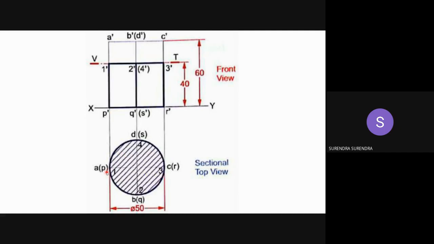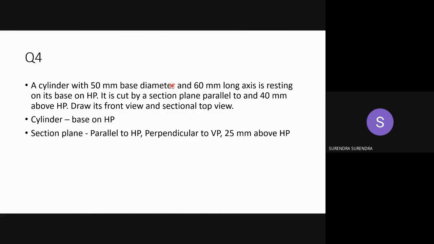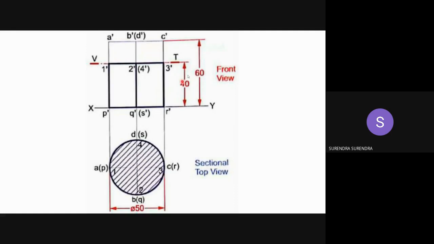So what have we represented here? PQRS are at the bottom, so PQRS on the XY line, ABCD on the other base. So first draw the bottom base, project 60 mm height, and complete this rectangular outer shape, the rectangular outer line. Now the section plane is 40 or 25. Actually the figure shows 25. Take it as 25.